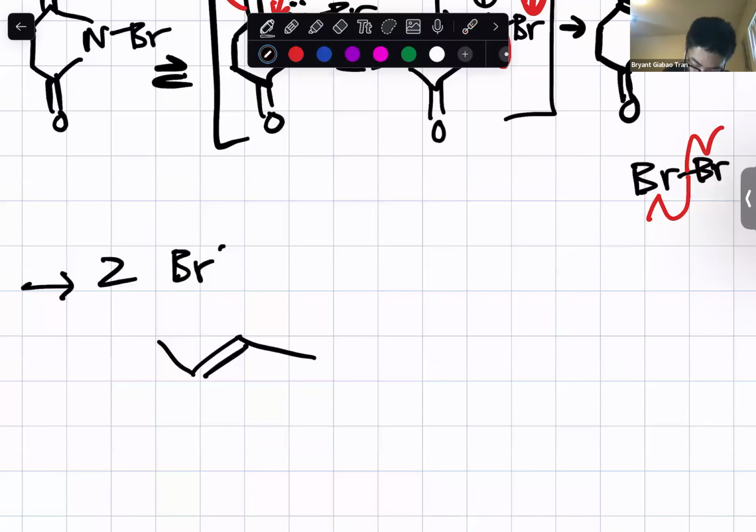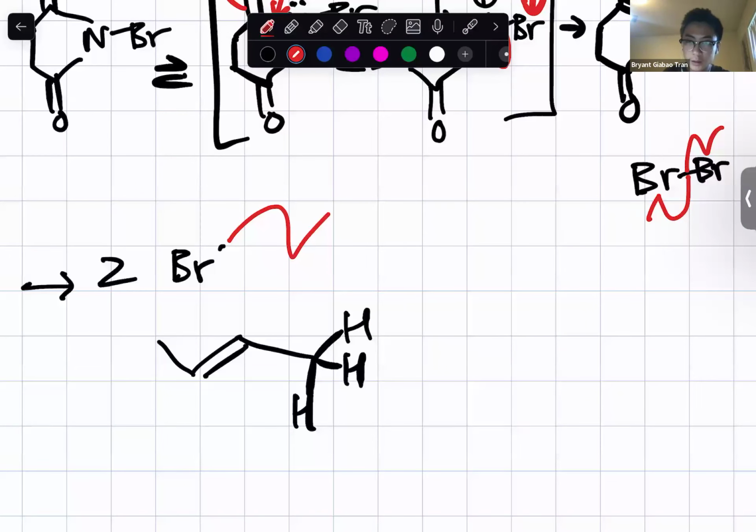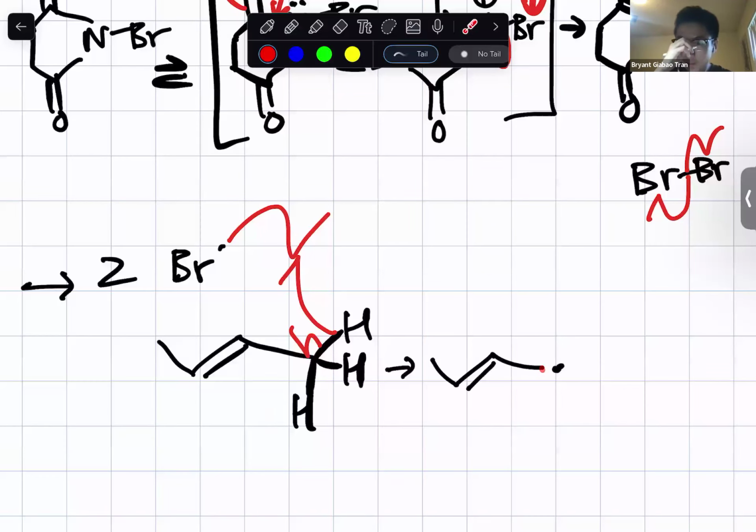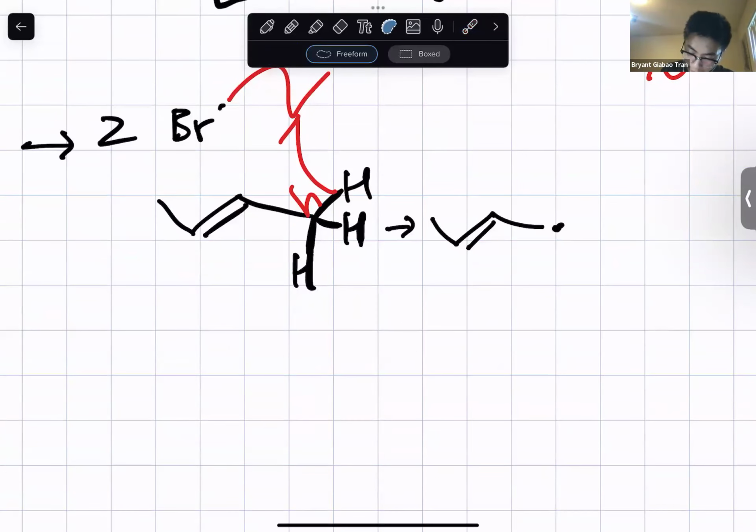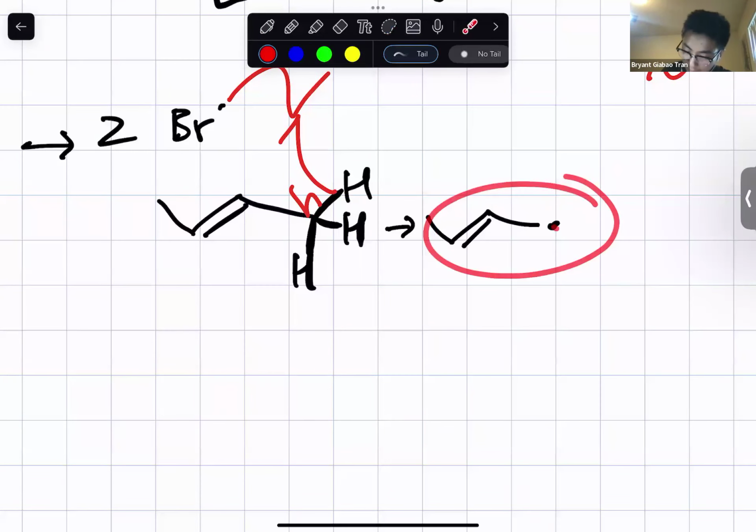At the allylic position, let's draw out all of the carbons at the allylic position there. This bromine radical here is going to react with one of the hydrogens at the allylic position, and one of the electrons of that bond is going to make a radical on that allylic position there, right? And that gives us that radical right there on the allylic carbon. So we know that this allylic radical here can do resonance with that double bond right there.